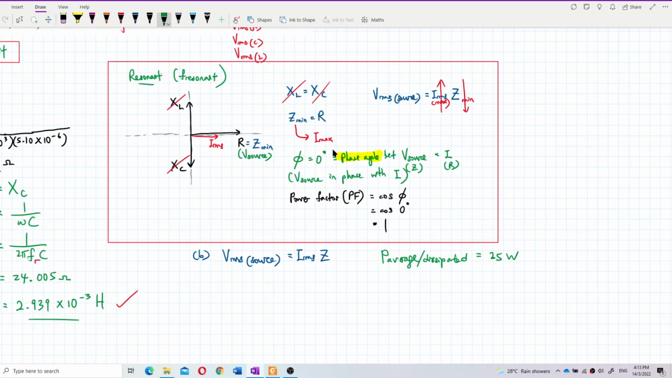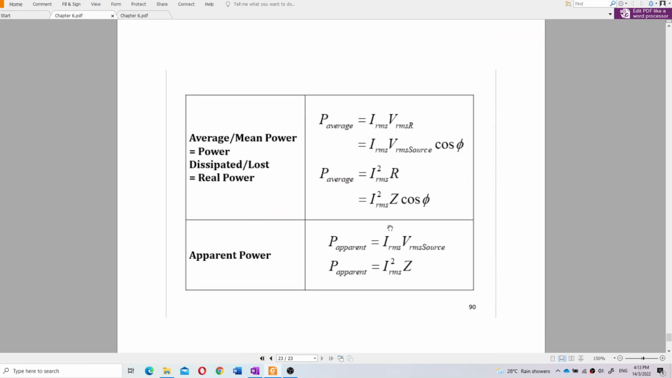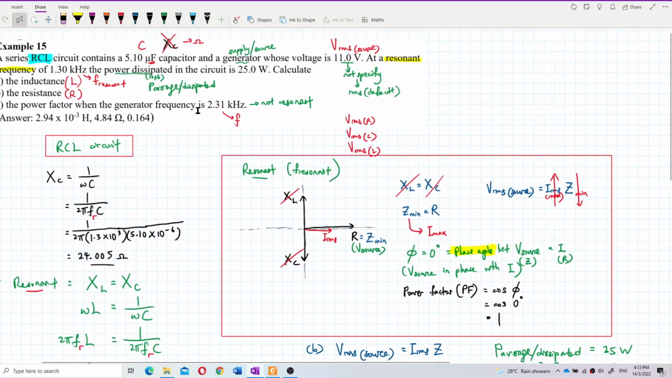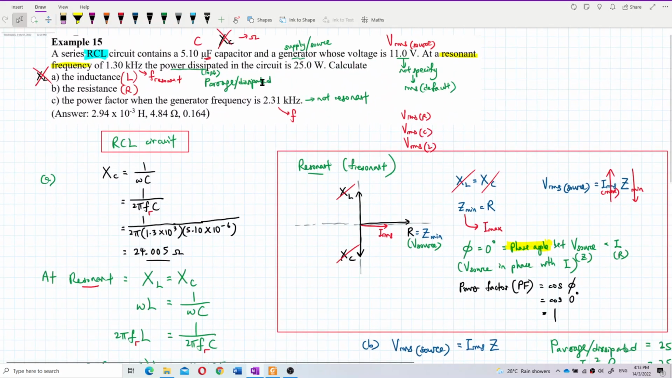Power average formula is IRMS square R. If you look back to my summary sheet, power average is IRMS square R. So IRMS square R equal to 25 watts. I think here we can find the current. Resistor value given or not? Oh, not given. We need to find the resistance, isn't it?